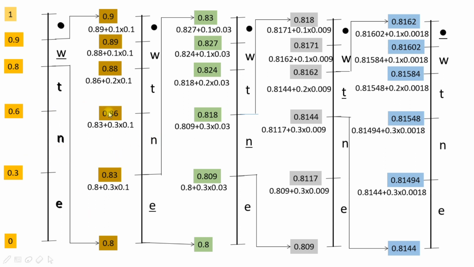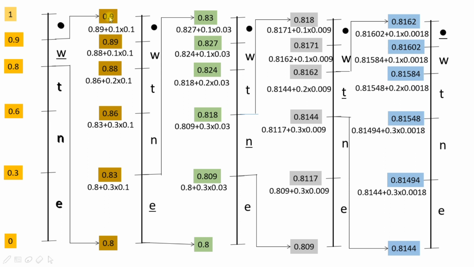Then the upper bound for N is 0.83, which is the lower bound, plus 0.3, the probability of N, multiplied by 0.1. This 0.1 denotes the range which we are dividing. Then for T, the upper bound is 0.86 plus 0.2 into 0.1. Then for W, the upper bound is 0.88 plus 0.1 into 0.1. Then for dot, the upper bound is 0.89 plus 0.1 into 0.1, which gives you 0.9.